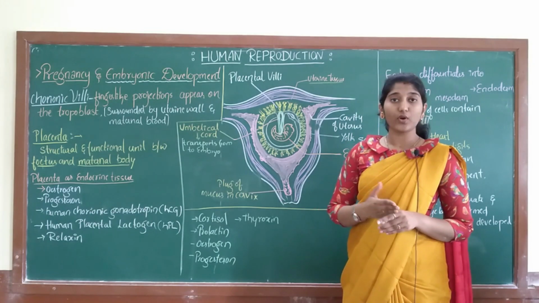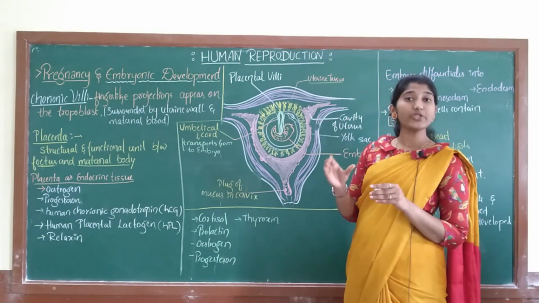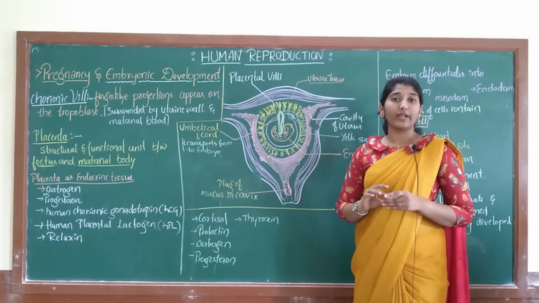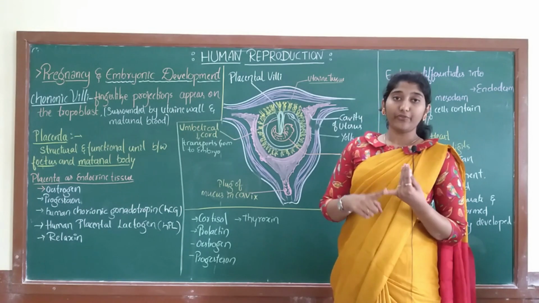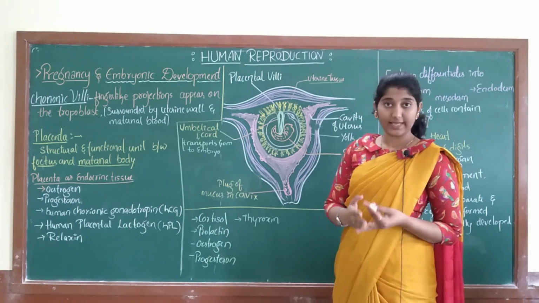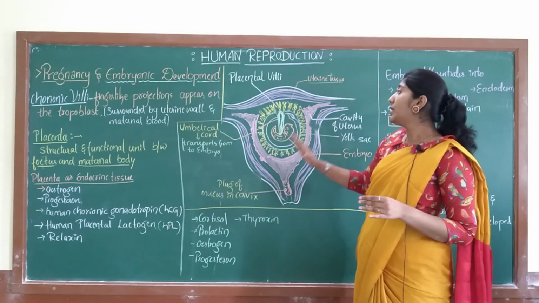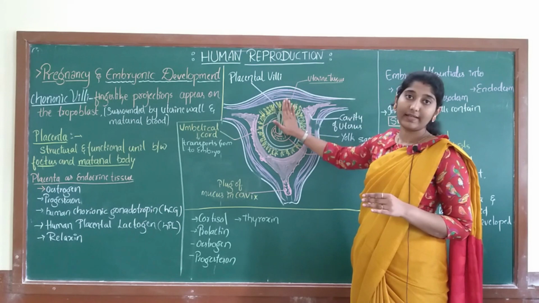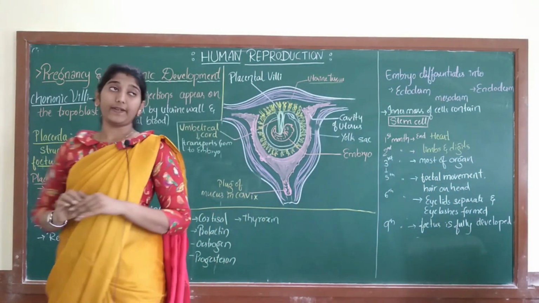Once the zygote is formed, it divides and redivides. It comes to the uterine wall and attaches itself to the uterine wall, and this process is called implantation. So after fertilization, implantation takes place. Once the implantation takes place, further embryonic development takes place in the uterine wall itself. So today we will study embryonic development and pregnancy.